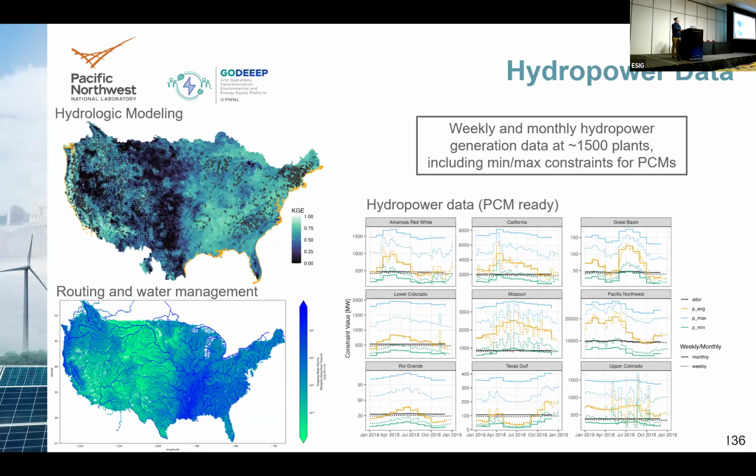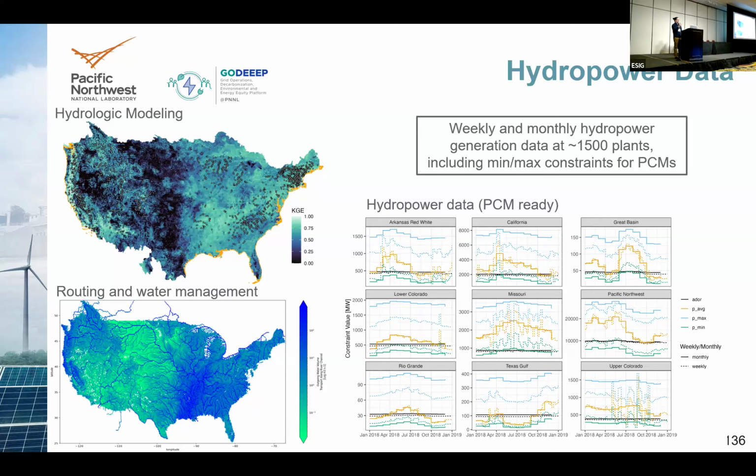The next set of data is hydropower data. This is brand new. We actually haven't even minted the data, so this is like a sneak peek. It's getting published really soon, and we're working on a publication also. But we have modeled with a distributed hydrologic model every plant that we possibly could in the continental US, and we run that through a routing and water management model. So we have weekly and monthly power generation at all of these hydropower plants for the historical record. We're working on the future period as well.